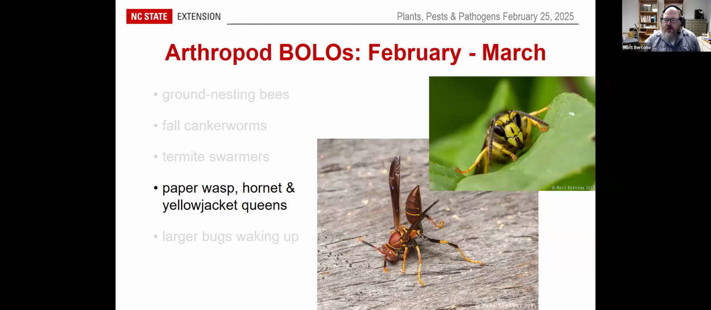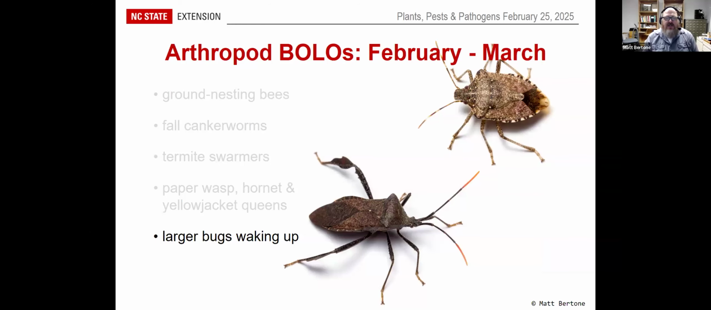They're going to go out, chew wood to get paper pulp to make these nests, and they're going to be active as well. And sometimes they'll come out inside of your house where they've hibernated. And just like those wasps, you also see a lot of larger bugs waking up, like the stink bugs and the leaf-footed bugs. You're going to see them a little bit more active and out and about. But it's still going to be fairly cool, so not a ton of activity, but things are going to start waking up.